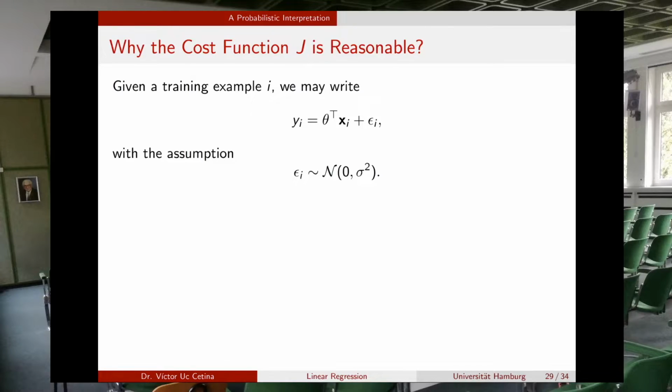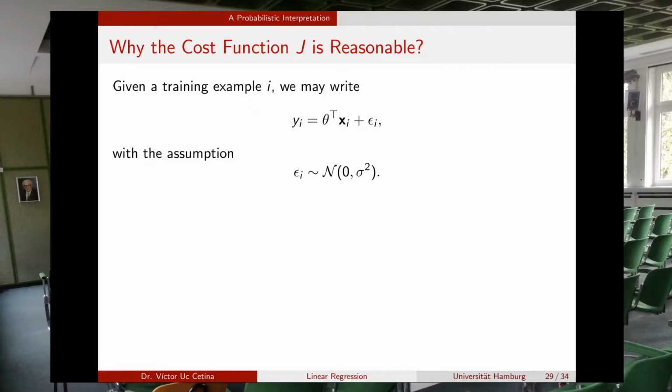So suppose that we have a training example i, and we can write that the output of the example i can be computed, as we saw before, as the dot product of a vector of parameters and the input vector of variables for that example. So here we are assuming that we can compute this output as a linear combination of the input variables.